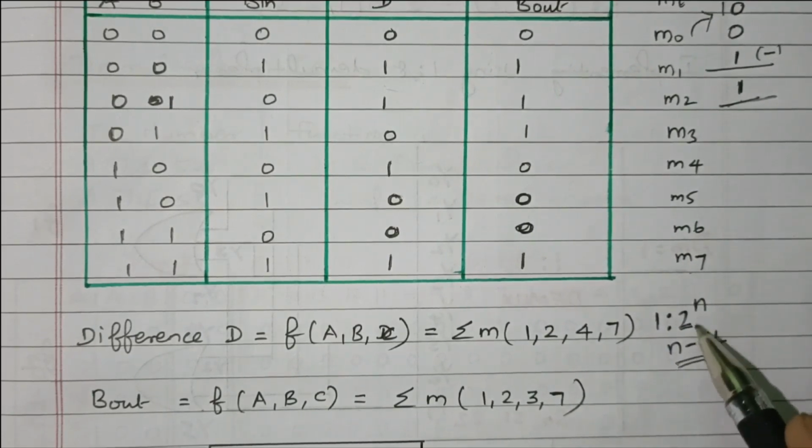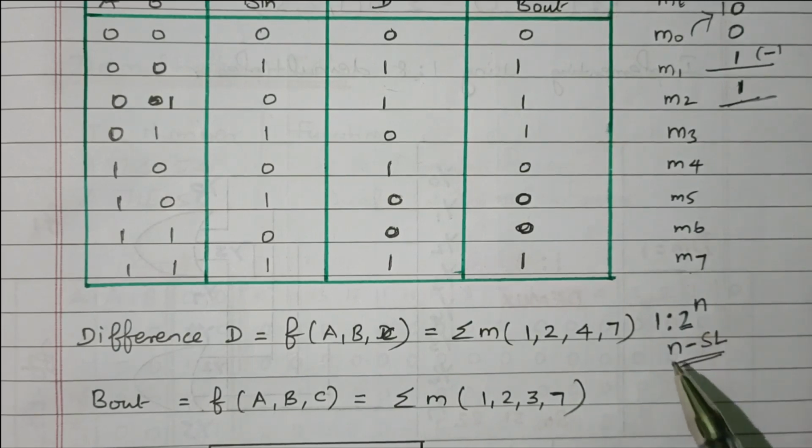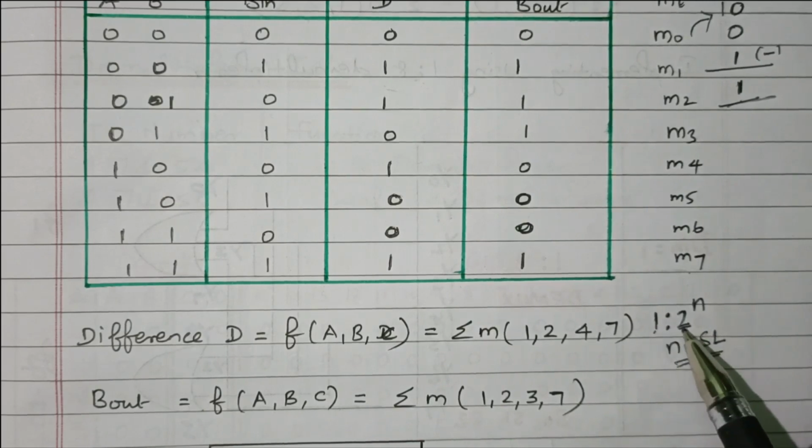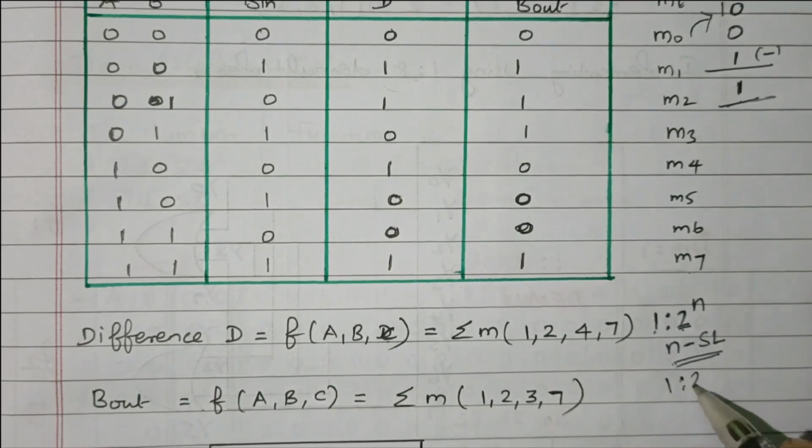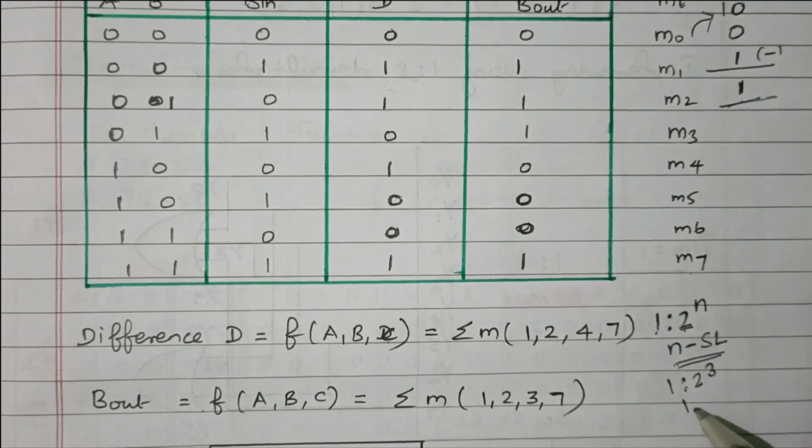The selection lines will decide the 2 to the power n outputs. That is the demultiplexer logic: one input, 2 to the power n outputs, and n selection lines. Here the three variables available are A, B, borrow in. So A, B, C or A, B, borrow in. So 1 is to 2 to the power 3 we need. That is, a 1 is to 8 demultiplexer is needed.